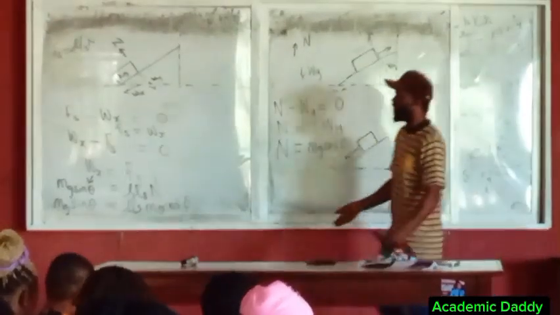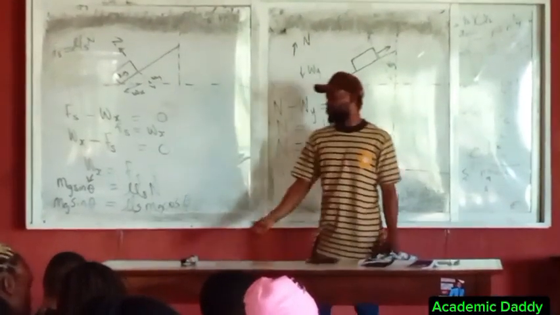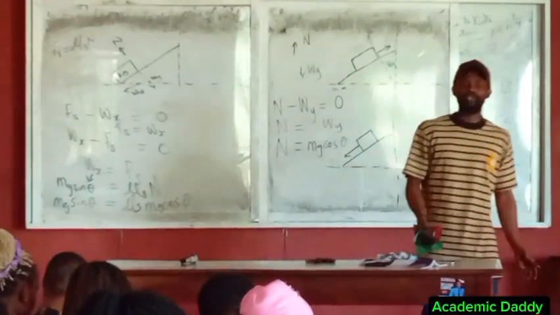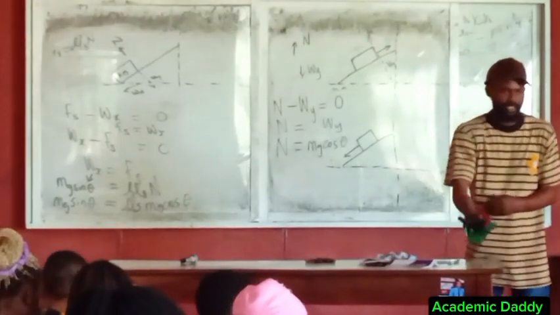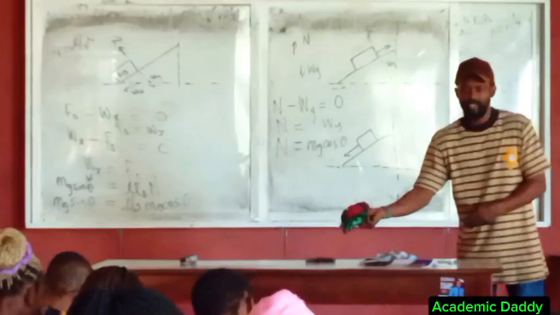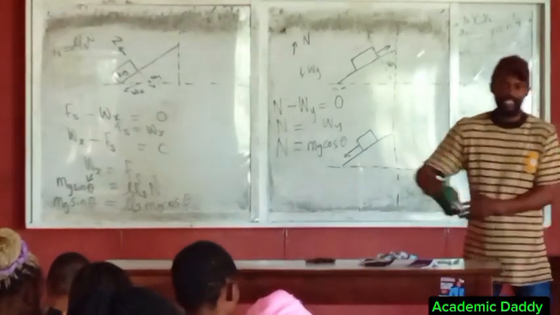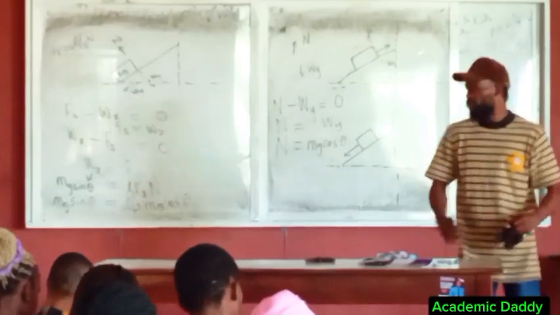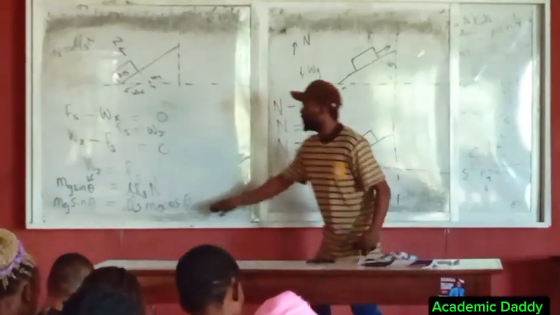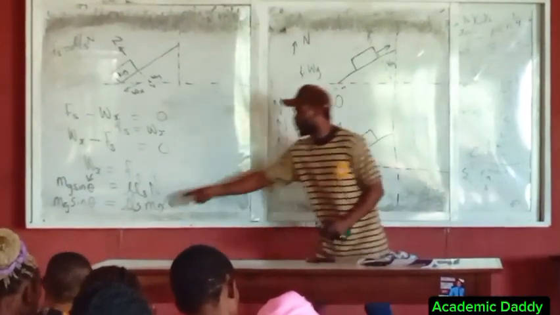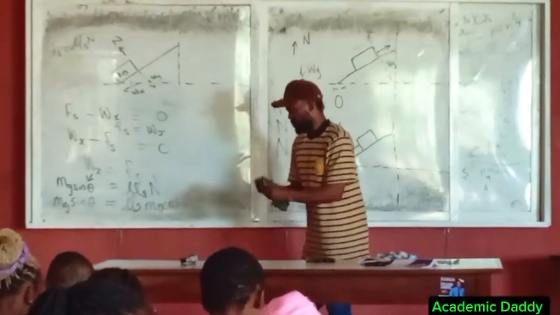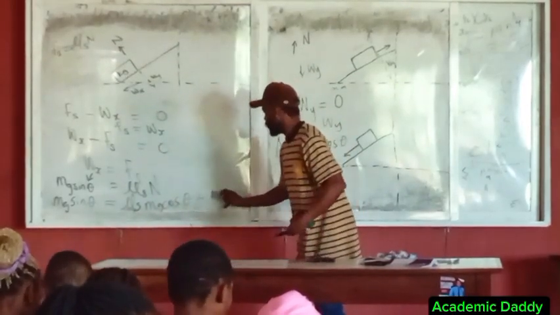At this point, if I want to make the coefficient of static friction the subject of the formula, I can do that. They can tell you a body at rest on an inclined plane did this, did that, then find the coefficient of static friction. What you will just do, remembering what we analyzed, is make the coefficient of static friction the subject by dividing both sides by mg cos theta.